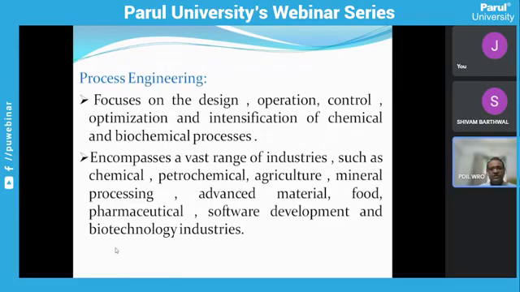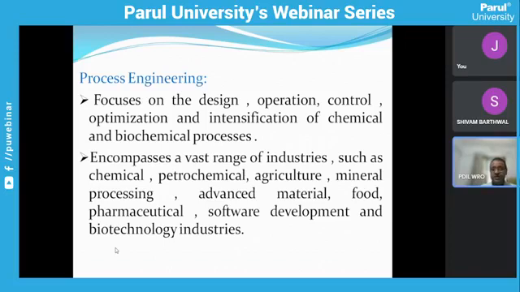Now, what is the definition of process engineering? Because when you work as a chemical engineer in industry, or in any consulting organization or design industry, your profile will be as a process engineer. Then what is process engineering? It focuses on the design, operation, control, optimization, and intensification of chemical and biochemical processes.